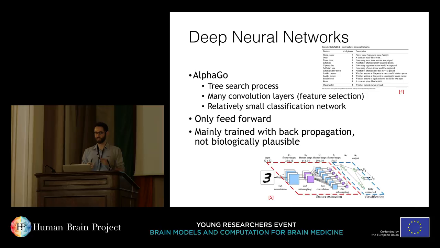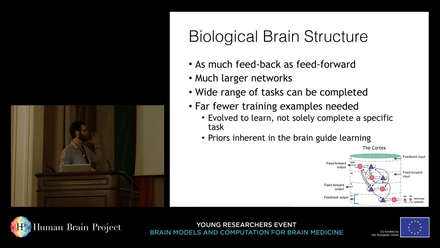So compared to the biological structure, there's as much feedback as there is feed forward, which allows for much more computational complexity and more power from the network. But it's much harder to train these networks because as soon as you start feeding back, the training becomes more difficult. You can't use backpropagation because you end up with loops. And there's no real solid way for actually developing these complicated networks.